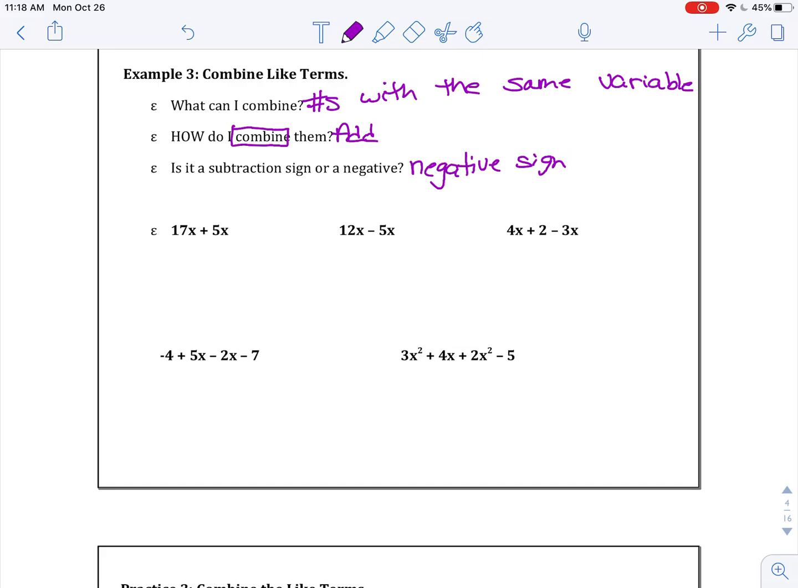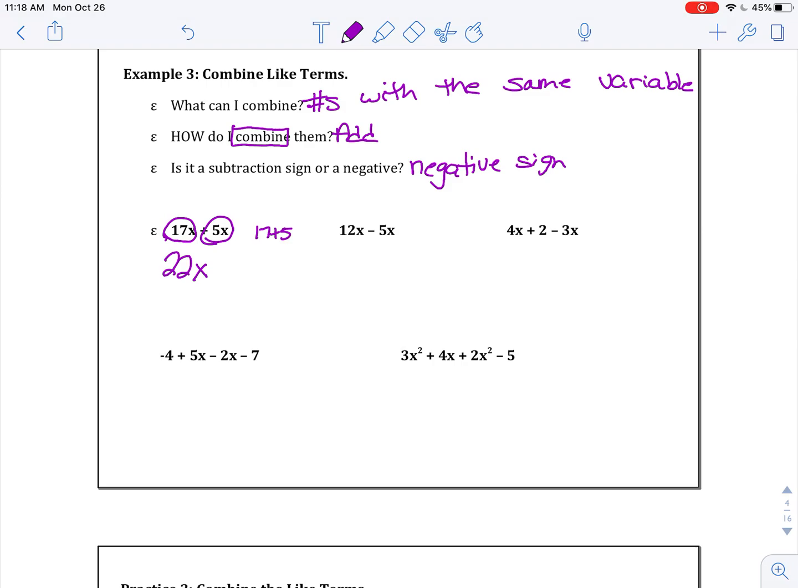So, looking at 17x plus 5x. We have 17x is a like term to 5x. And we're going to go ahead and add those. So 17 plus 5 is going to give us 22x. So that is your answer.